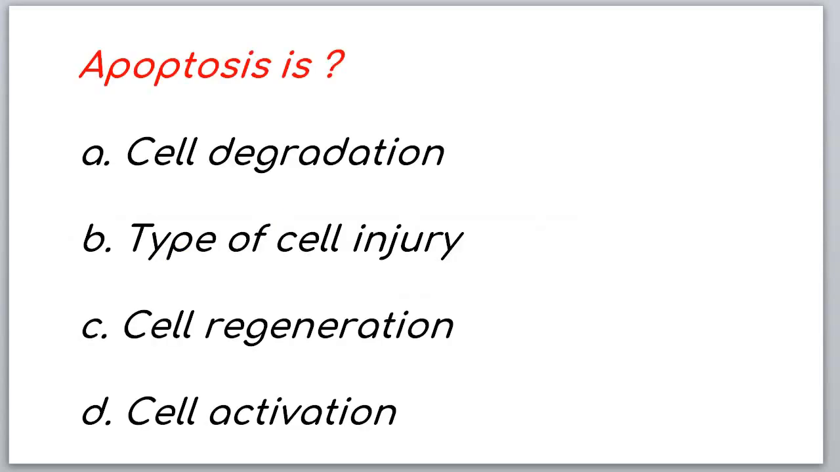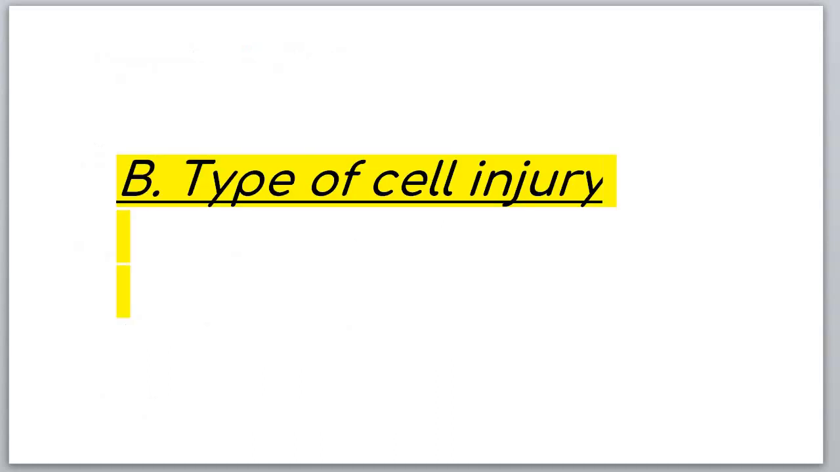Apoptosis is: option A, cell degradation. Option B, type of cell injury. Option C, cell regeneration. Option D, cell activation. Option B, type of cell injury, is the correct option.